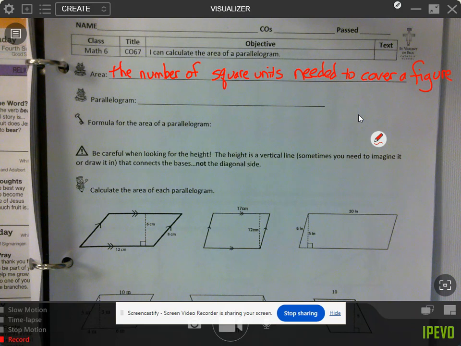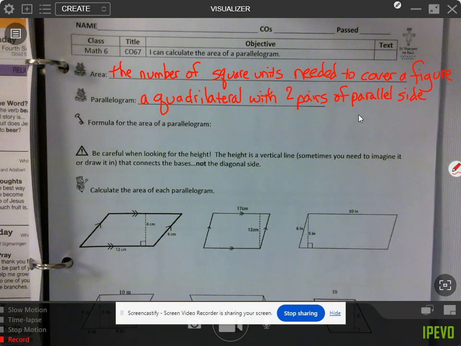So remember, the perimeter was how much fence do we need to go around the yard. The area is how much grass we need to cover the yard. So that area is covering all the inside of the figure. So a parallelogram is a quadrilateral, so it's got four sides, with two pairs of parallel sides.